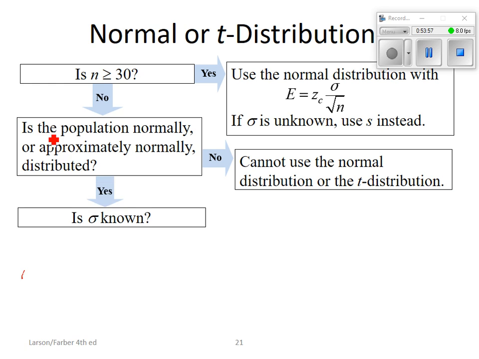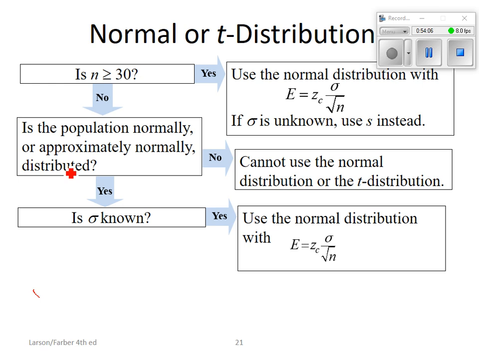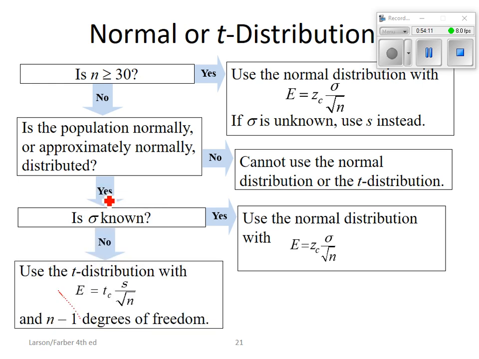If this is, or I'm sorry, if no, then use the T distribution. If this is yes, and sigma is known, then you can go back to using the Z stuff. If sigma isn't known, then you have to use the T stuff. Most of the time, just look at n. If you know n and it's 30 or more, you're probably using the Z setup. If it's less than 30, use the T scores.